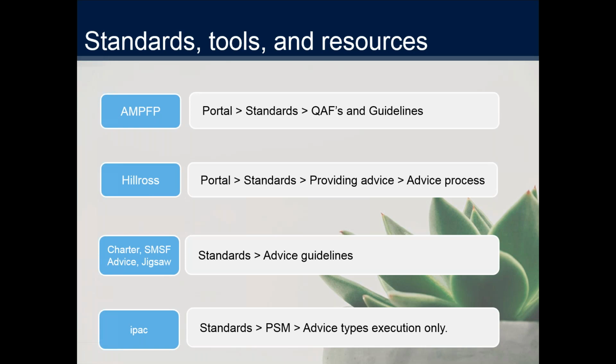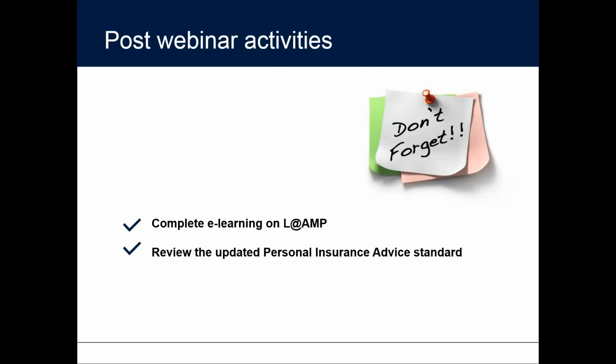And just a couple of reminders or post-webinar activities. If you haven't already done so, please hop into the Elliott AMP system and complete the e-learning module relating to the Personal Insurance Advice Standard. And further to that, we strongly recommend that you go and review the updated version of the Personal Insurance Advice Standard in its current format. We want to make sure everyone does have the most up-to-date information.